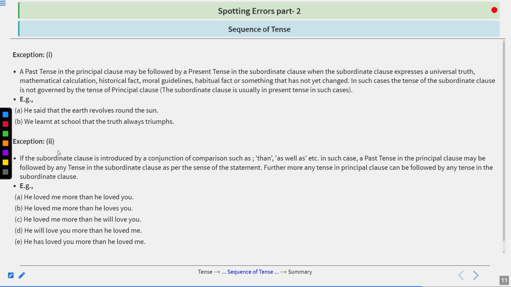He has loved you more than he loved me. In the main clause, we have used present perfect tense, but in the subordinate clause, we use past indefinite tense. This is also correct. He will love you more than he loves me. This is also correct.